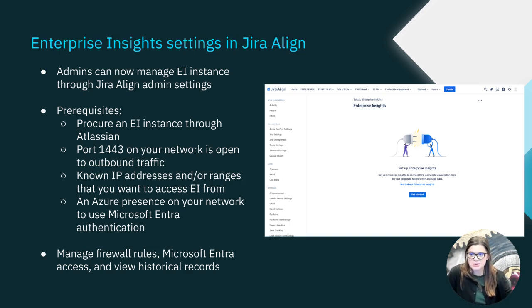If you meet all these requirements, you will have access to the Enterprise Insights page. This will be under the admin settings in the list of setup pages, and when you click on it, it will just say Enterprise Insights in the menu. You will see this wizard. The setup wizard will walk you through, step by step, how to add firewall rules to allow list the IP addresses and user access using Microsoft Entra authentication.